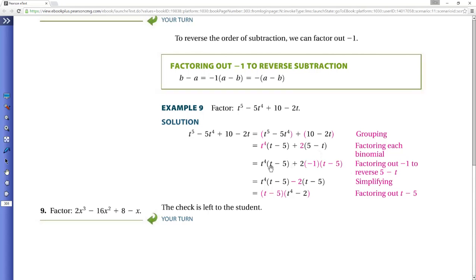And why do I do that? Because now these match up. And then I have, make sure that I treat this as a negative 2, not a positive 2. Okay? And then I can do this next part of my factoring to do that.